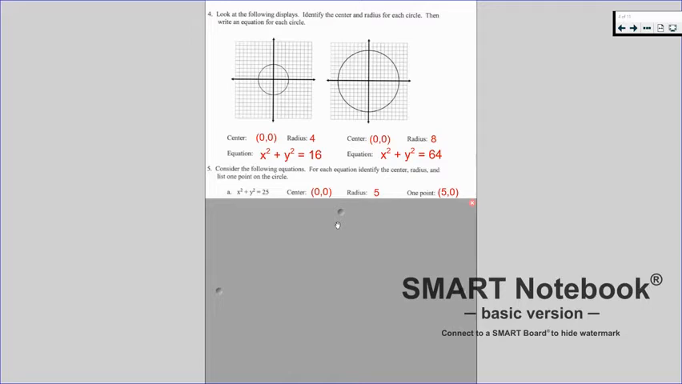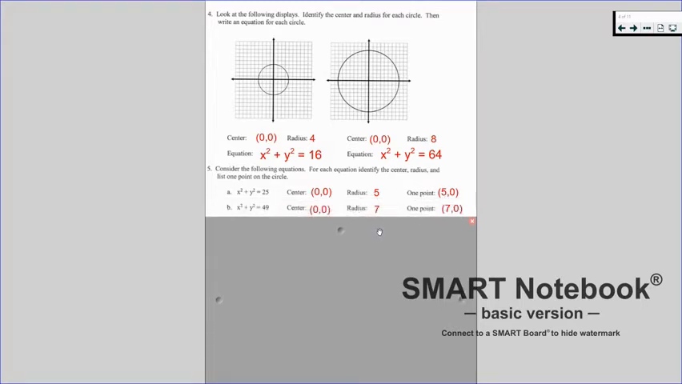Consider the following equations. For each equation, identify the center, radius, and list one point on the circle. So here, again, I have an equation. I'm kind of working backwards now from the equation. What's the center? 0, 0. Radius is the square root of 25, so 5. And then one point, you could really list any number of points. I just picked the one. I just moved 5 units right from the center. So it would be like finding this point right here for this particular circle, which would be at 5, 0.